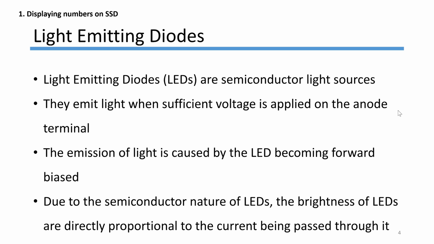Light emitting diodes, or LEDs, are semiconductor light sources. They emit light when sufficient voltage is applied on the anode terminal. Now, this emission of light is caused by the LED becoming forward biased. The sufficient voltage is also known as your threshold voltage, as you remember from your lecture videos. Due to the semiconductor nature of the LEDs, their brightness is directly proportional to the current being passed through them.